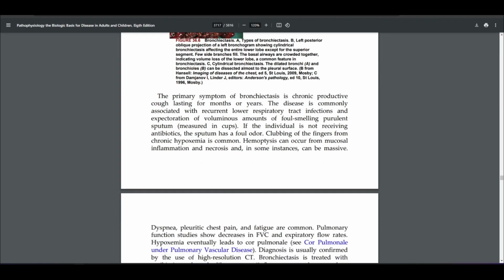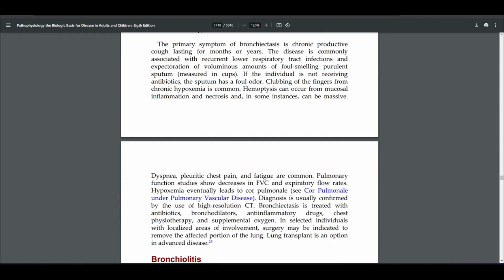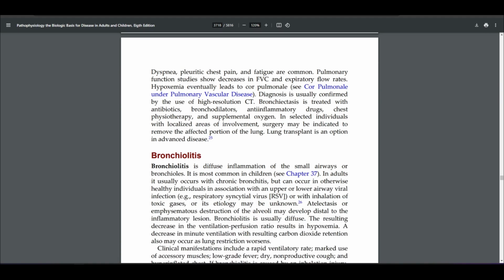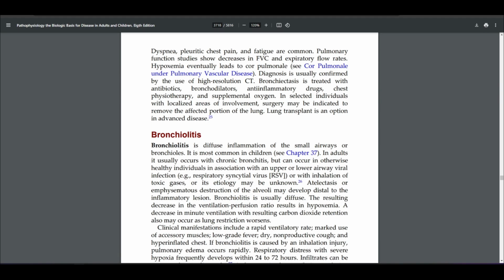The primary symptom of bronchiectasis is chronic productive cough lasting for months or even years. The disease is commonly associated with recurrent lower respiratory tract infections and expectoration of voluminous amounts of foul-smelling purulent sputum. It's measured in cups. If the individual is not receiving antibiotics, the sputum has a foul odor. Clubbing of the fingers from chronic hypoxemia is common. Hemoptysis can occur from mucosal inflammation and necrosis, and in some instances can be massive. Dyspnea, pleuritic chest pain, and fatigue are common.